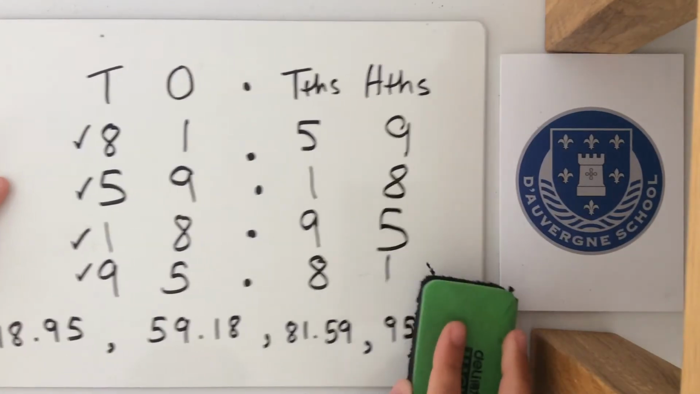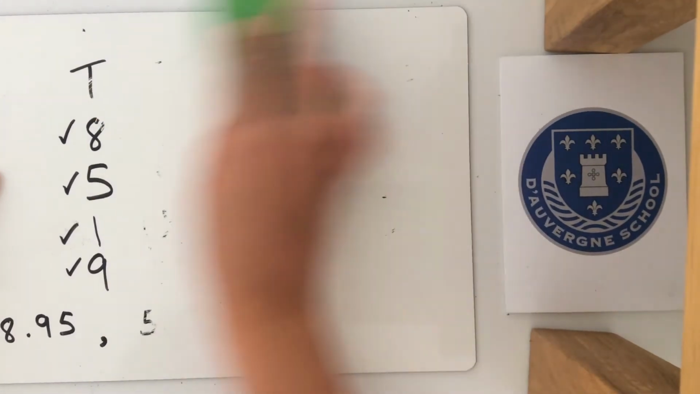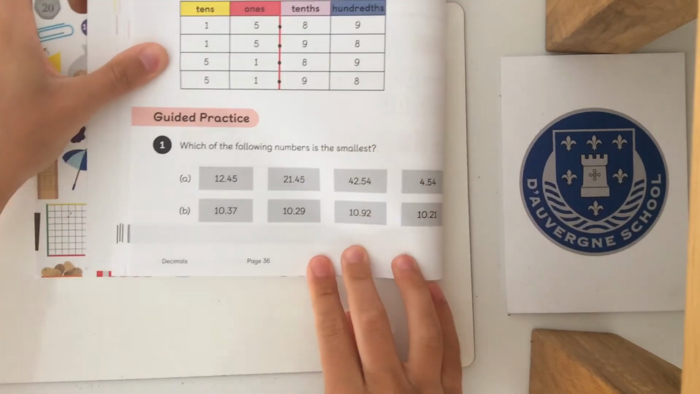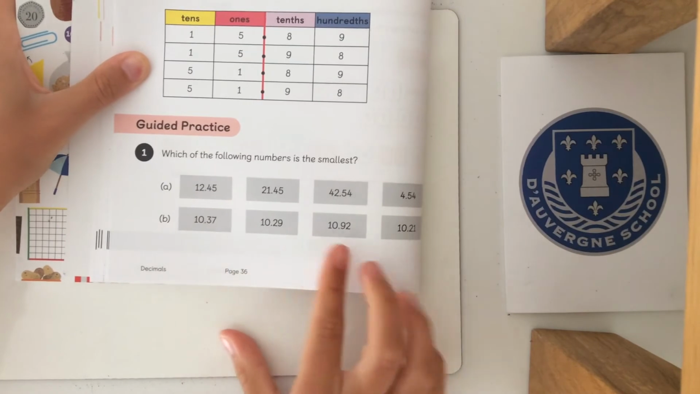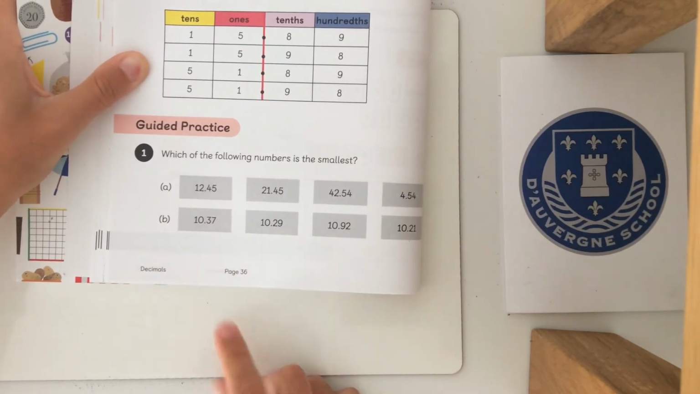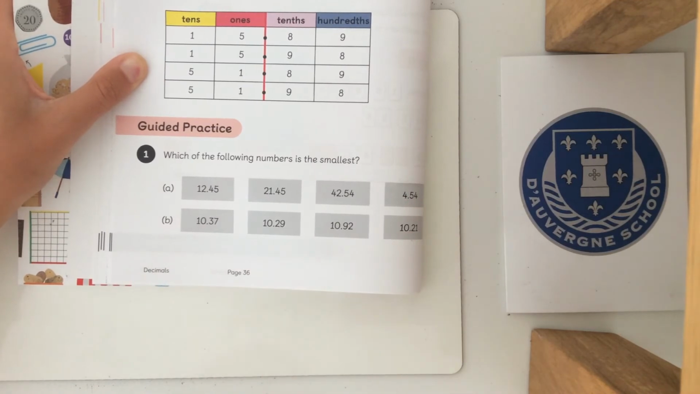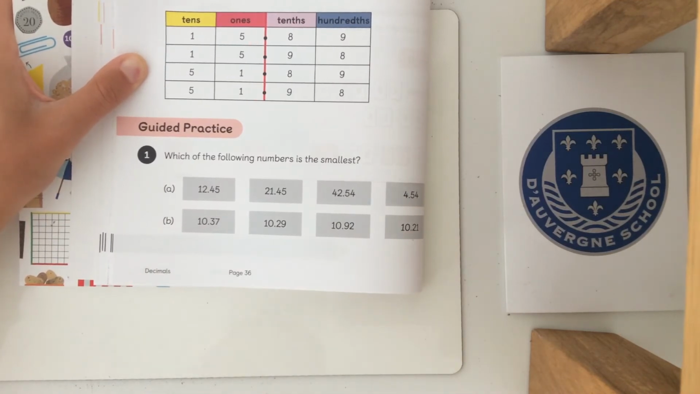Right, so we are going to go on to our guided practice now. Short and sweet. So the guided practice is asking which of the following numbers is the smallest. Okay, so all you have to do in each of these rows is find which number is the smallest. Okay, pause the video now whilst you have a go at that.